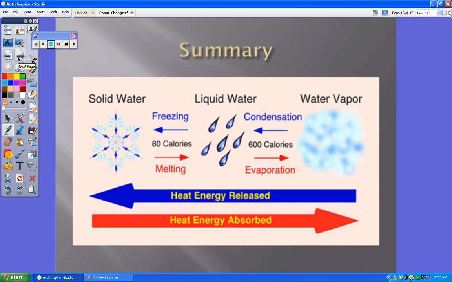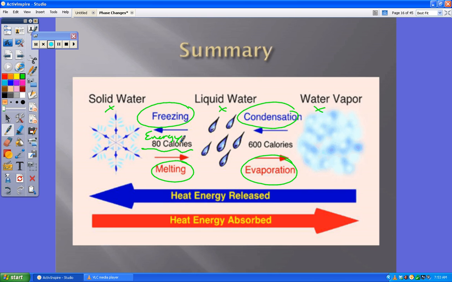So here's the summary. Notice, this is the important part from this. You have solid water, liquid water, and water vapor. And so here's the transitions that occur: condensation, freezing, evaporation, melting. 80 calories is needed. Remember, that's the energy that's needed to make this transition work here, where it's 600 calories to make this transition work. So a lot more energy is required at this step over here.